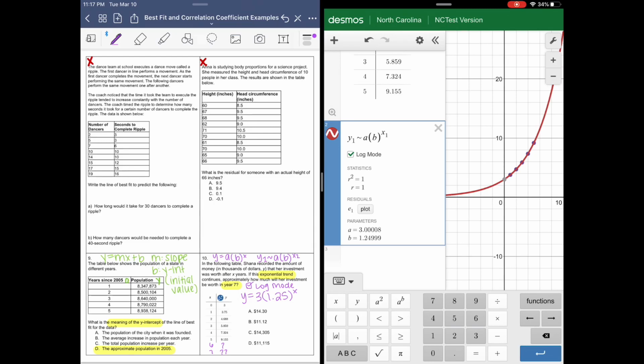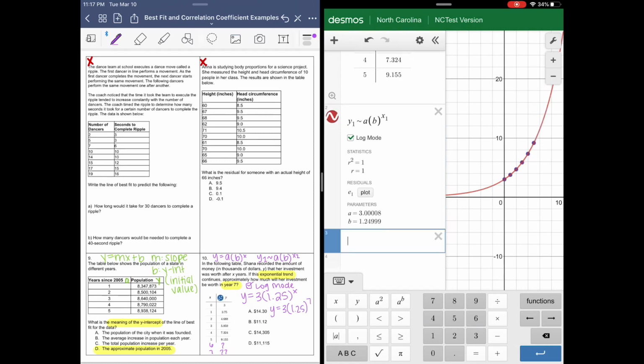All right? Now, this is our equation, but we can't stop there. We want to know how much this investment is worth in year 7. So what is y? What is the y value when the x value is 7? So we are going to type in Desmos, y equals 3 parentheses 1.25 to the power 7.